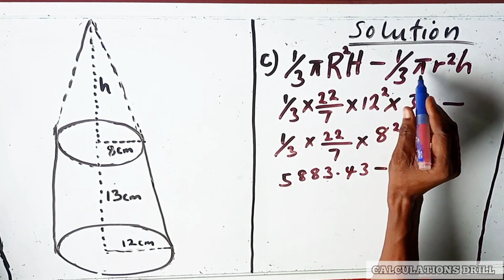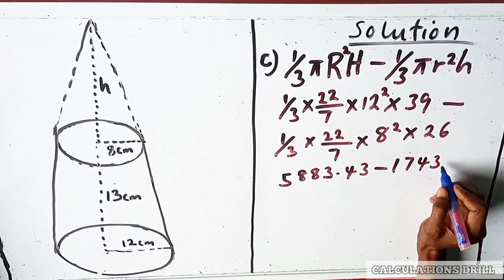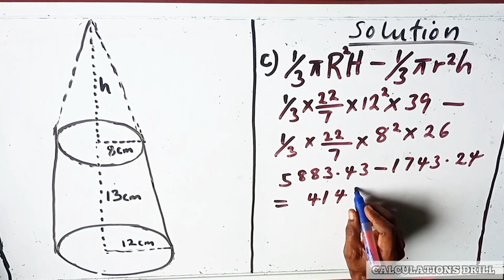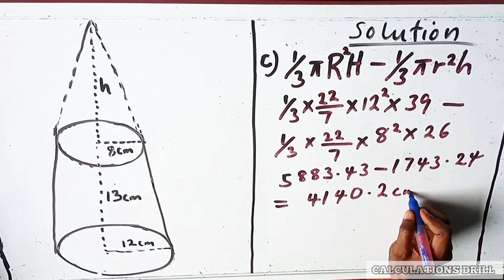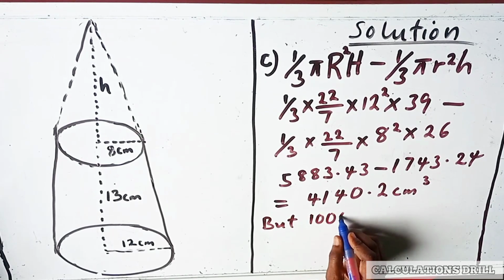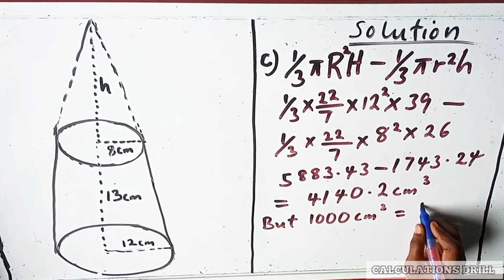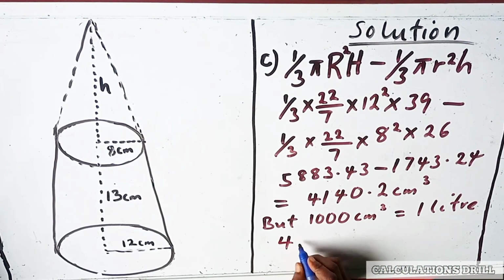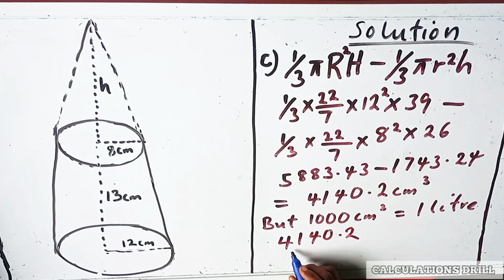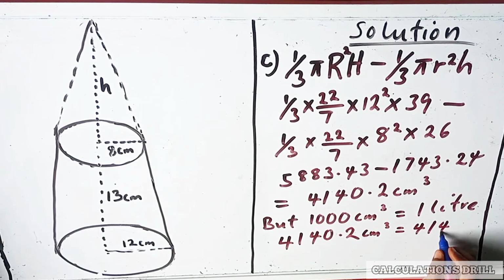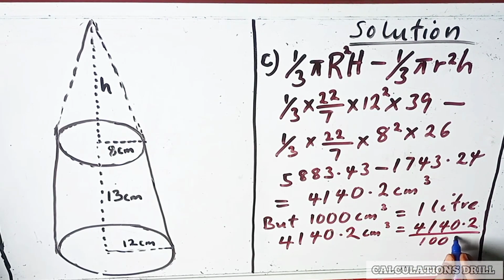5,883.43 minus 1,743.24. When we subtract it, our final answer is 4,140.2 centimeter cube. But remember, 1,000 centimeter cube is equal to 1 liter. So to get our final answer, we say 4,140.2 centimeter cube divided by 1,000 to take it to liter, and our final answer is 4.1 liter.